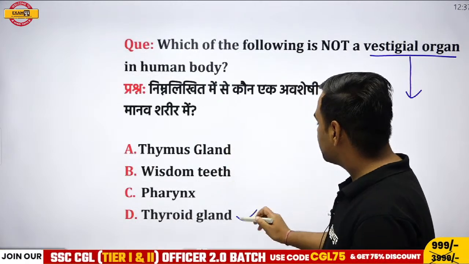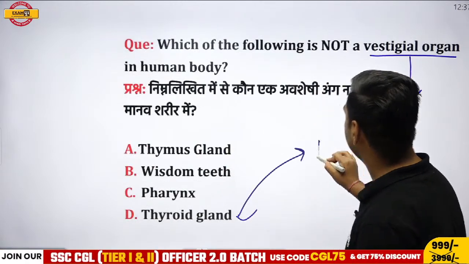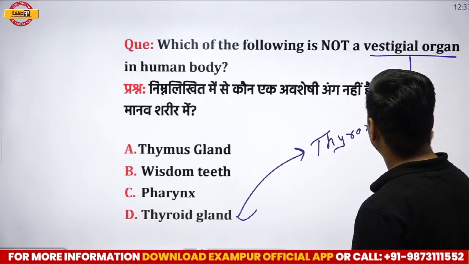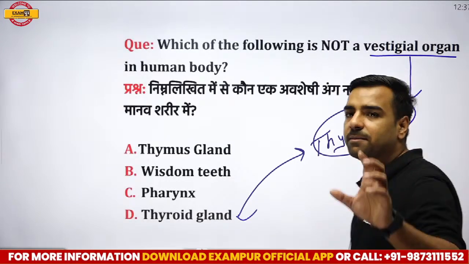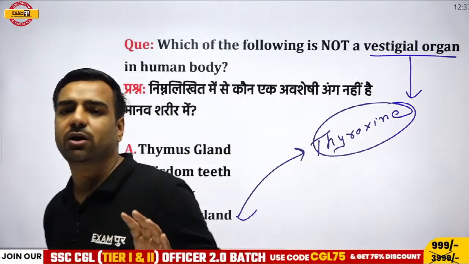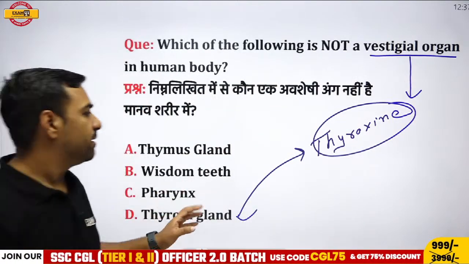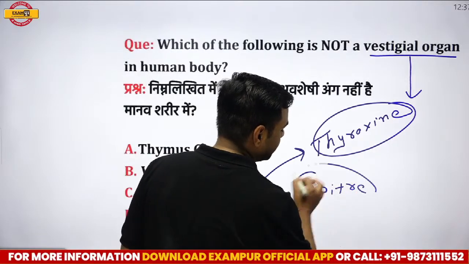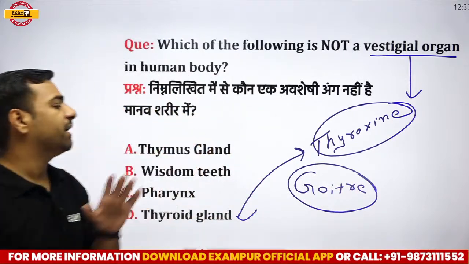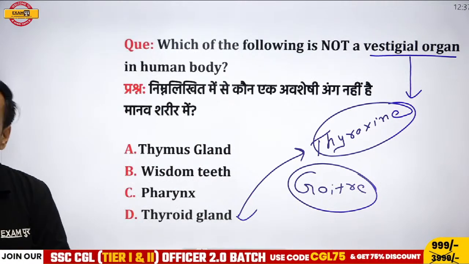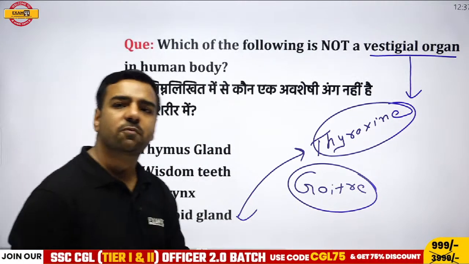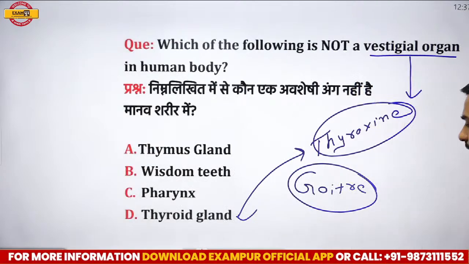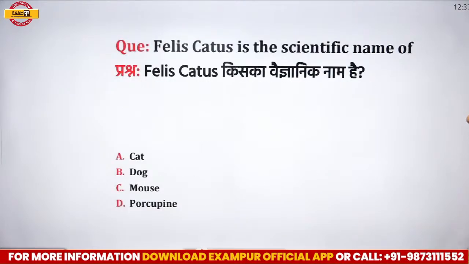Thyroid gland is the one from which we get thyroxine hormone. How is it generated? Because of the presence of iodine within our body. If iodine is lacking, we will face the issue known as goiter. This is asked in the examination: if there is a lack of iodine, what will be the issue? The issue will be goiter. So here option number D, that is thyroid gland, is the correct answer, and that is not a vestigial organ. Cool. Let's move forward to the next question.